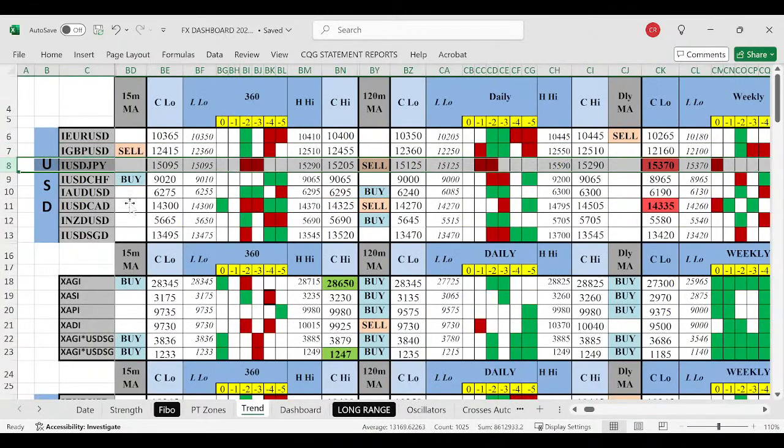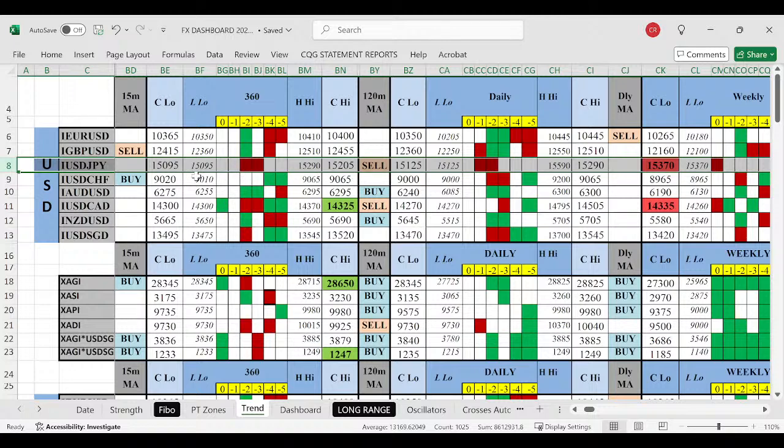Dollar yen, the trend on the hourly right now is flat with the downside view, and the range we are looking at is somewhere between 15095 and 15205. Okay, and on the daily it is 15125 and 15590. This is again flat with the downside view. Weekly, this is in a downtrend below 15370.